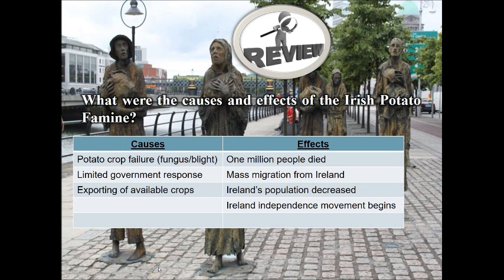What were the causes and effects of the Irish potato famine? Causes: potato crop failure by a fungus or blight, limited government response or not enough help from the English government, the exporting of available crops grown in Ireland that could have been used as food to feed the people of Ireland, but was exported or sent out of the country for sale by the British government. Effects: 1 million people died, mass migration from Ireland, Ireland's population decreased, and the Ireland independence movement begins.